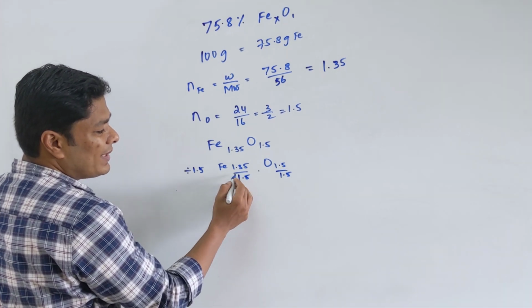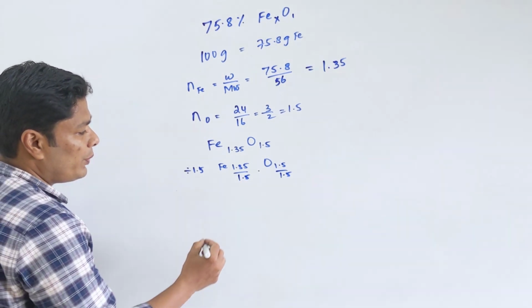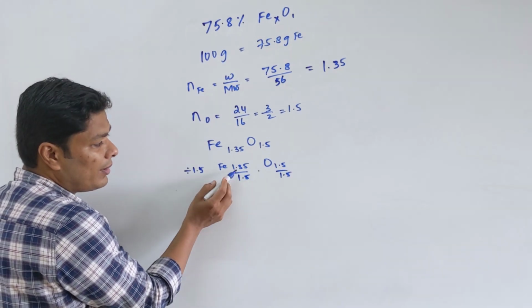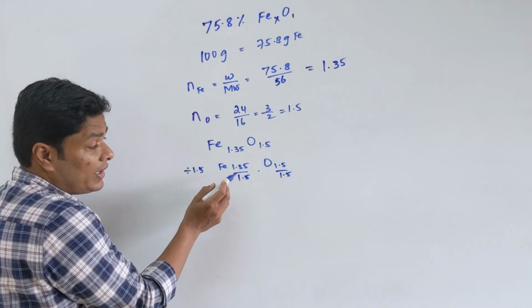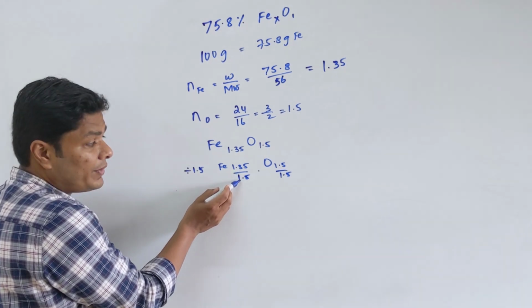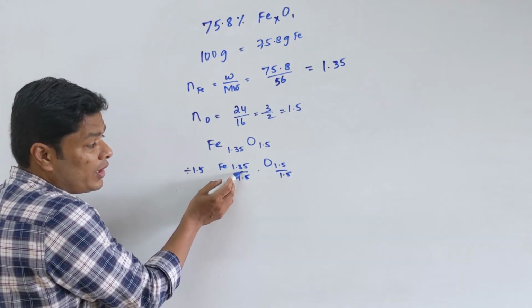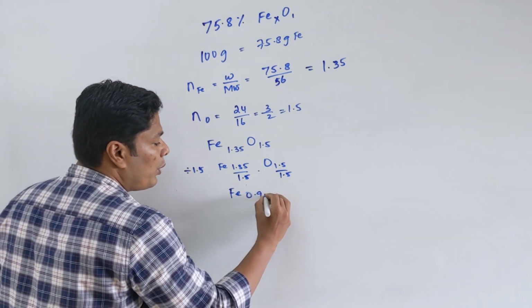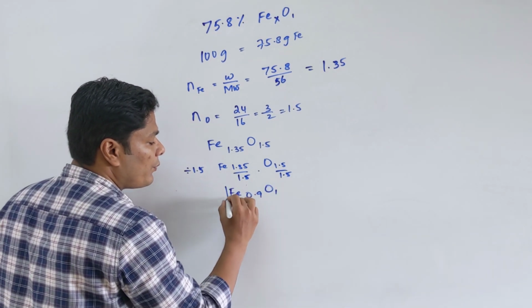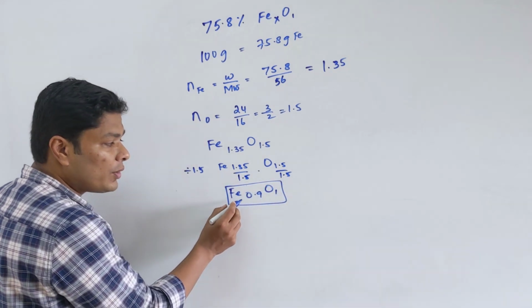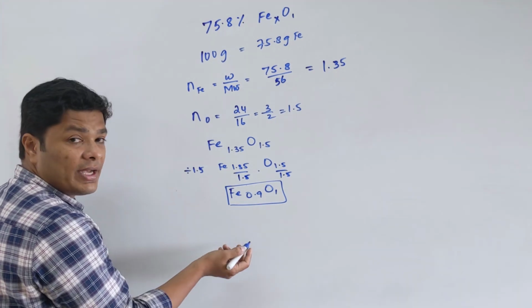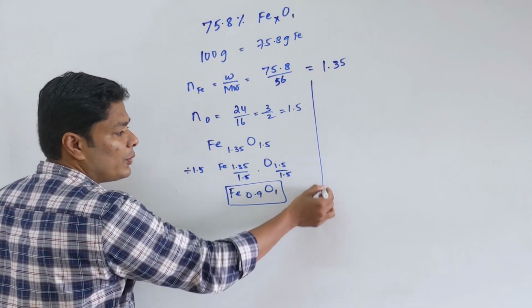This roughly is going to be less than 1. You can actually do it if you want: in the 15 table, 15 9s are 135, 15 10s are 150. So this is going to be 9/10, which is 0.9. Fe is 0.9, oxygen is 1. This is the formula you are looking for, and this is an important formula. We will see the next question, which has come many times in competitive exams, including NEET.